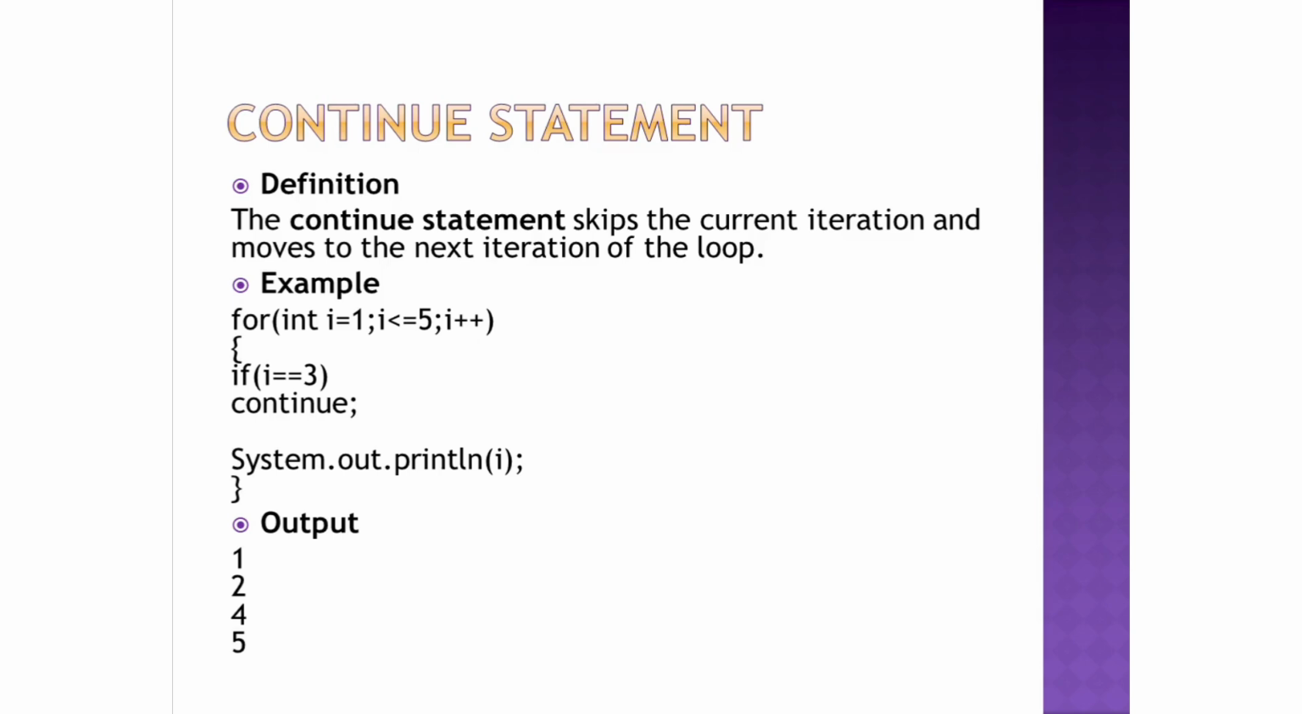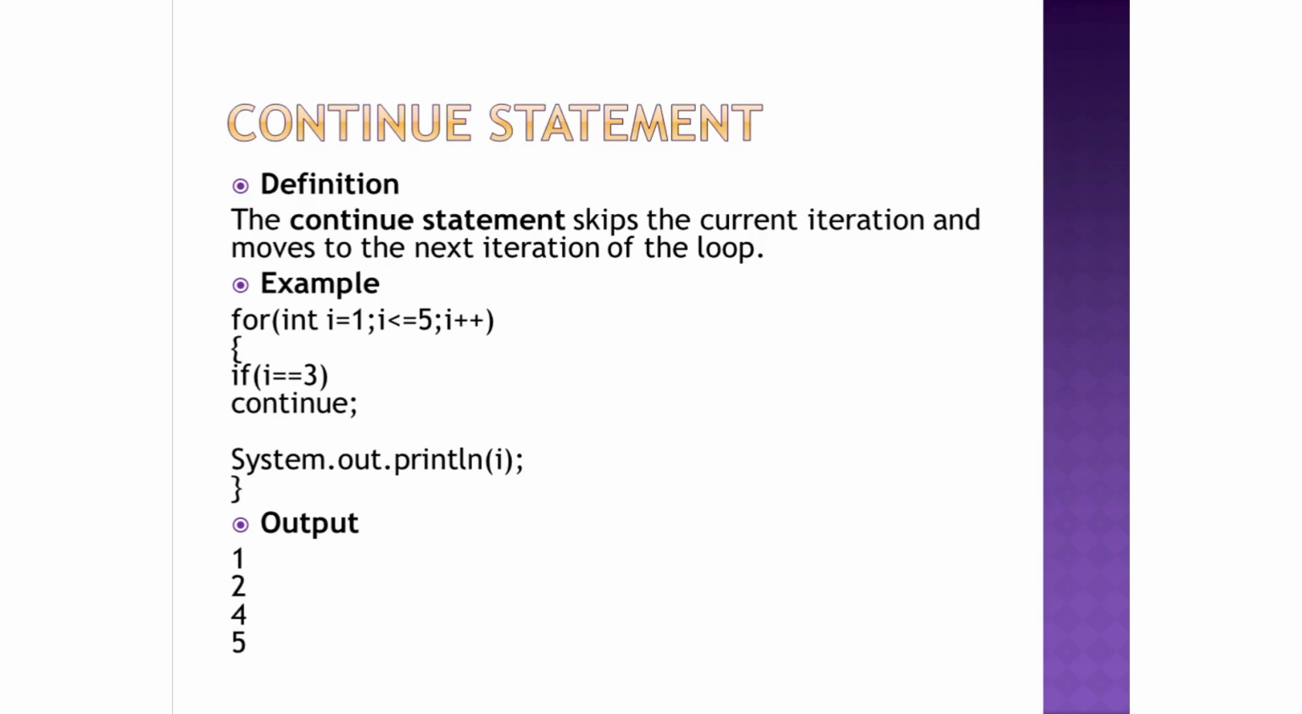Now look at the program. The for loop runs from 1 to 5. Inside the loop, we check whether i is equal to 3. When i becomes 3, the continue statement is executed. This means Java skips the System.out.println statement only for that iteration. Then the loop continues with 4 and 5.